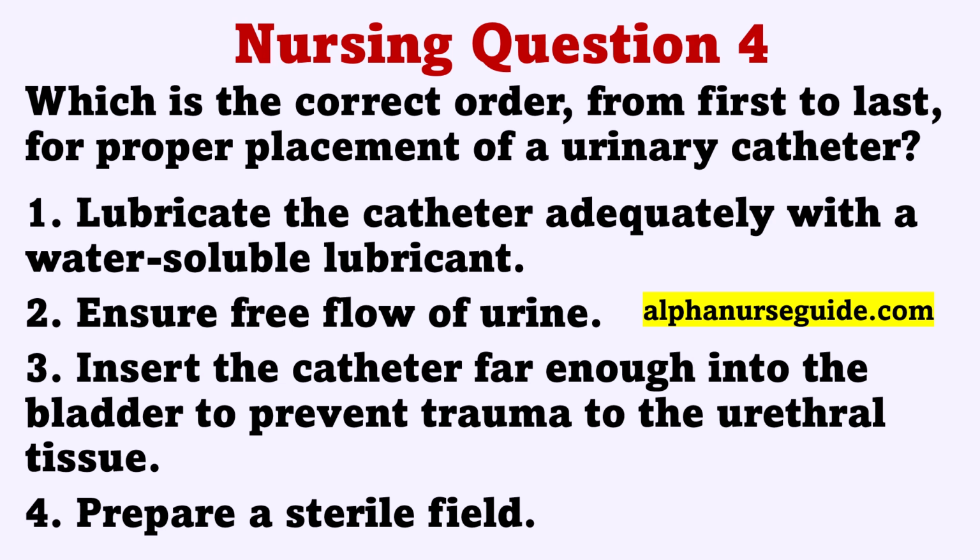After gathering appropriate supplies, the nurse should prepare a sterile field. After lubricating the catheter adequately with a water-soluble lubricant to minimize trauma to the urethra, the nurse should insert the catheter far enough into the bladder so the retention balloon does not traumatize urethral tissues. Ensuring a free flow of urine prevents infection. Improper drainage occurs when tubing is kinked or twisted.